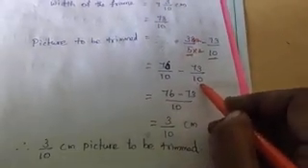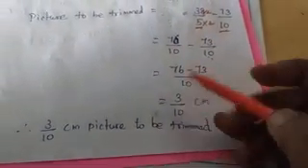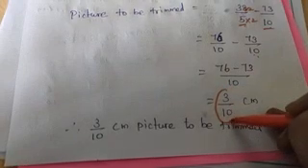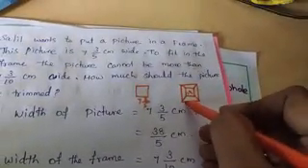Now it becomes a like fraction. So 76 minus 73 is 3 by 10. So 3 by 10 part of the picture should be trimmed. Then only I can fix it inside the frame. Right? So I hope this sum is clear.